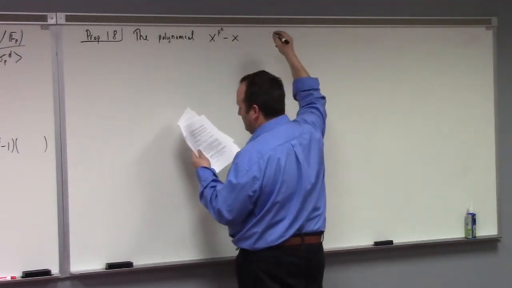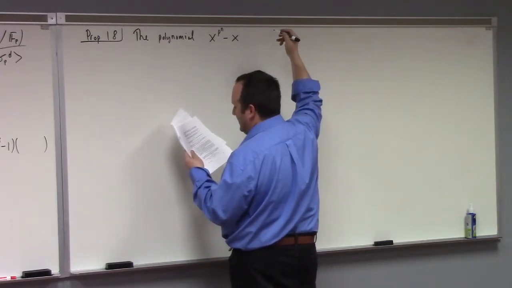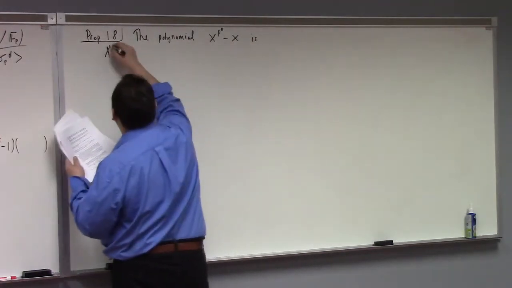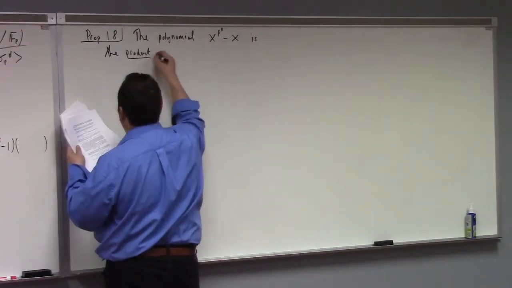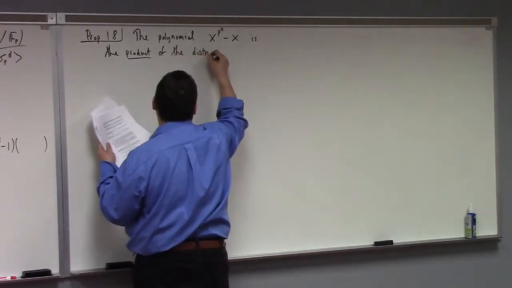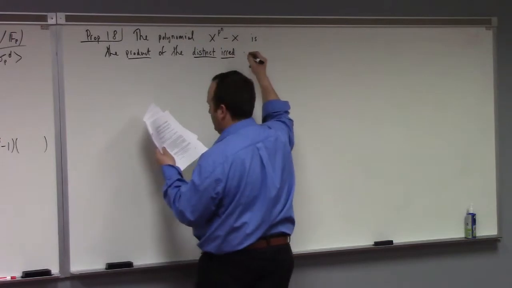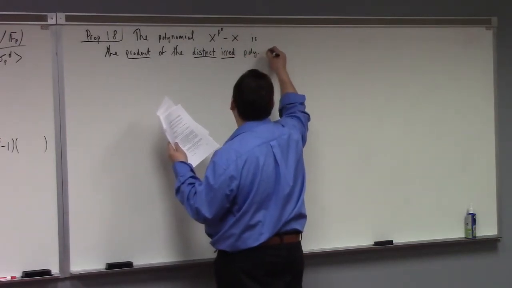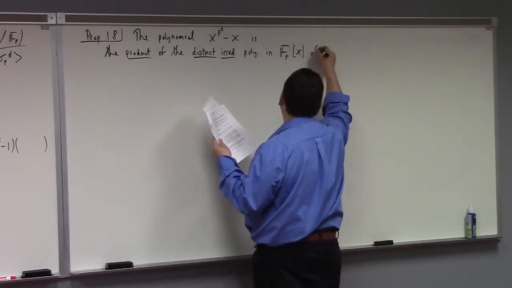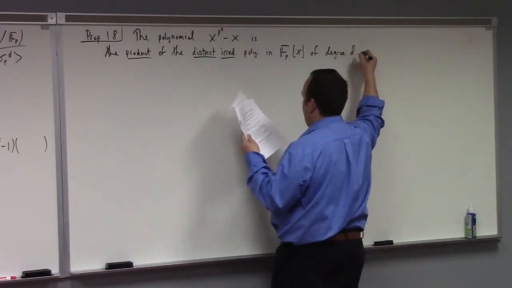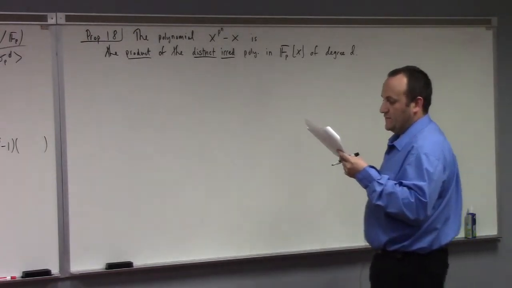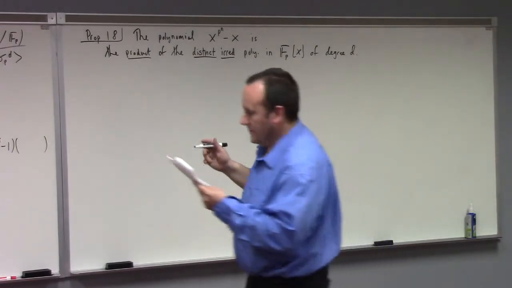So here's the beautiful thing. Listen to me. The claim is that x to the p to the n minus x is precisely the product of the distinct irreducible polynomials in Fp of x of degree d, where d runs through the divisors of n. All right, so this is best illustrated by example.